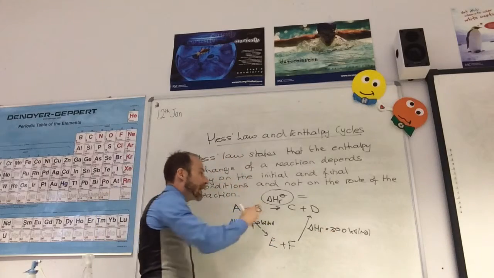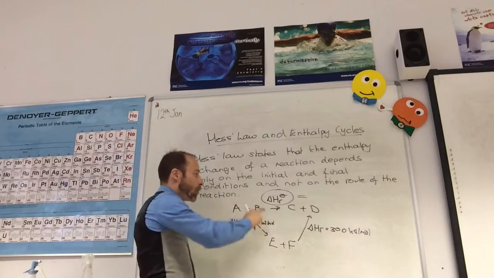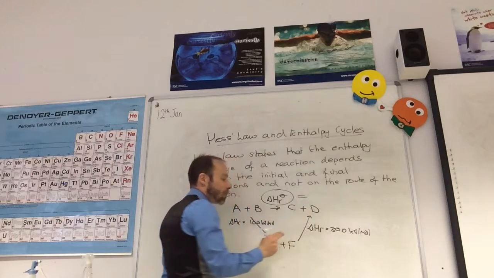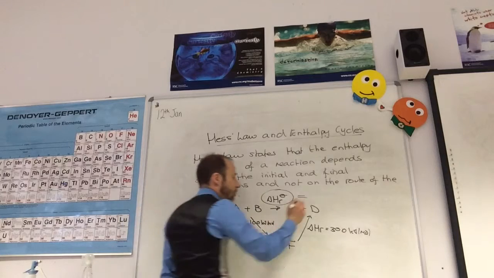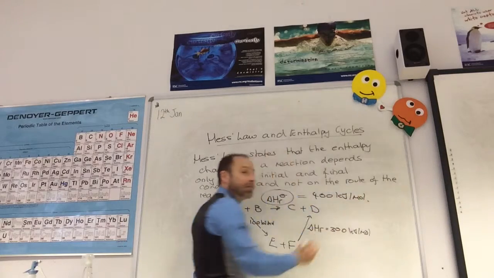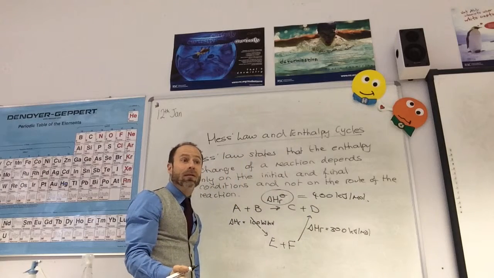So, based on Hess's law, what will be delta HR for that reaction? A and B going to C and D. What do you reckon? 400 kilojoules per mole. Yeah, you're happy with that?